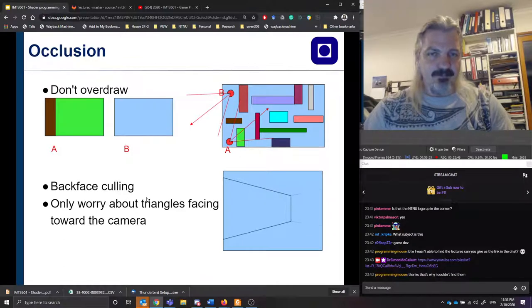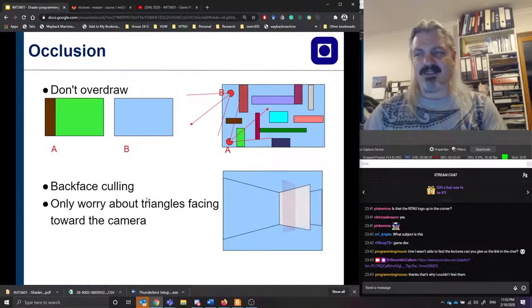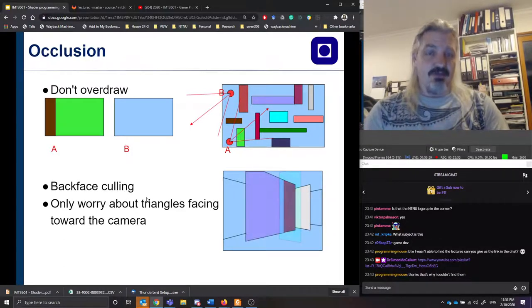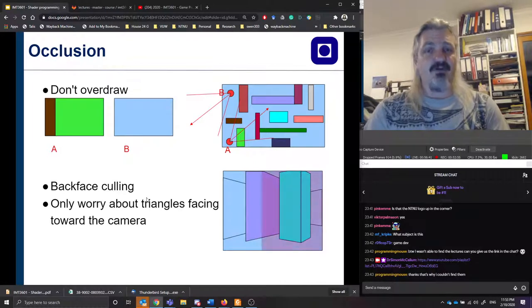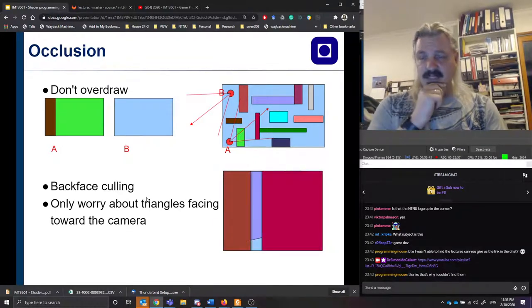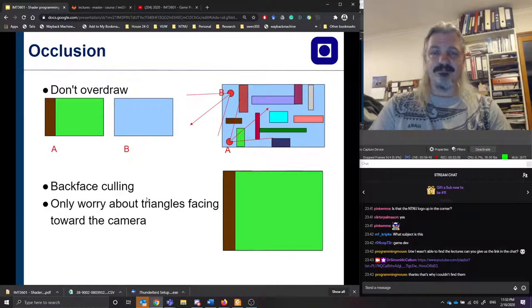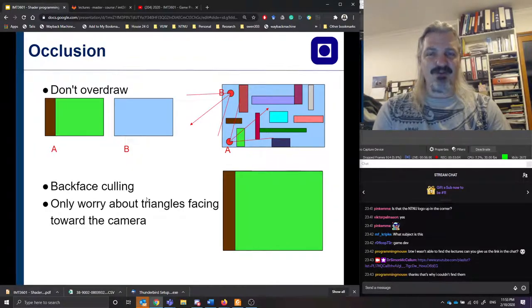Now, the last thing I was going to talk about, well, not quite the last thing, I've got a couple more things, but occlusion is an important part of rendering. And so here you see my attempt to show occlusion rendering in PowerPoint, right? Well, actually in Google Slides.